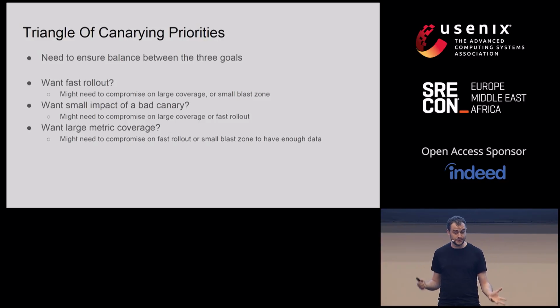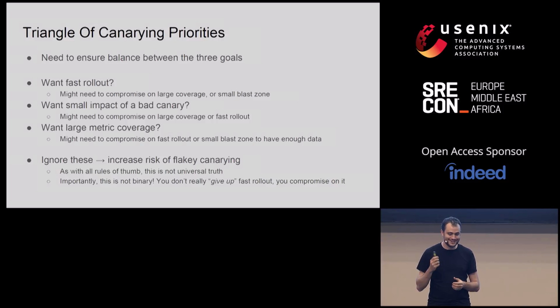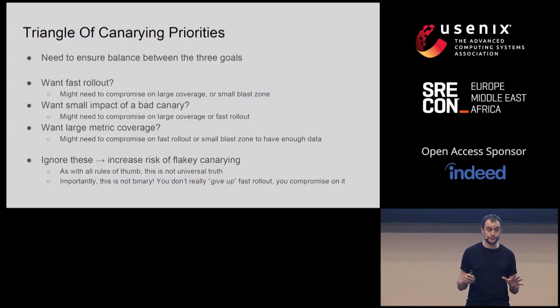You want a fast rollout, you might have to compromise on the metric coverage or compromise on the small blast radius. You want small impact of a bad canary, you might need to compromise, and so on and so forth. If you ignore these, you are risking flaky canarying where you need to make deeper human decisions than something that is easily automated. As with all rules of thumb, this is not universal truth.